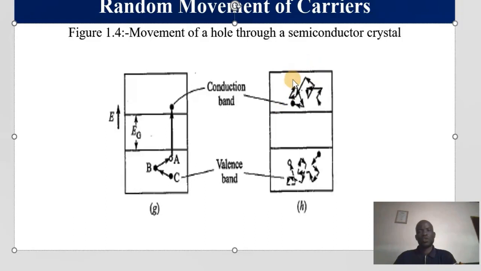And in the conduction band, you can as well see the haphazard movement. So this is just a demonstration of the fact that the electron, due to thermal agitation, and also holes, move in a haphazard manner or in a zigzag manner or in a jumpy movement.